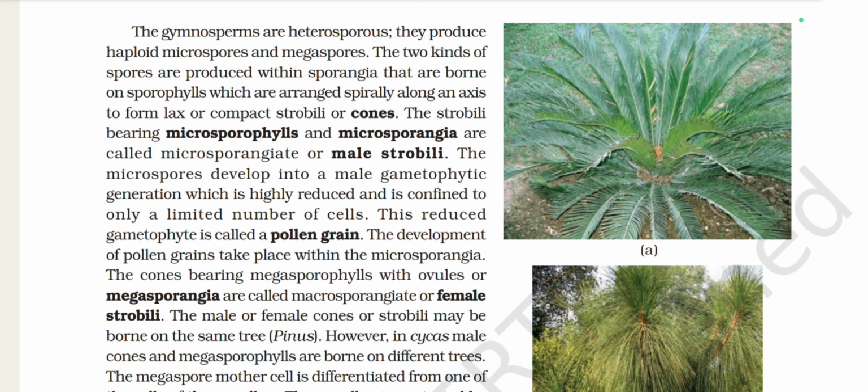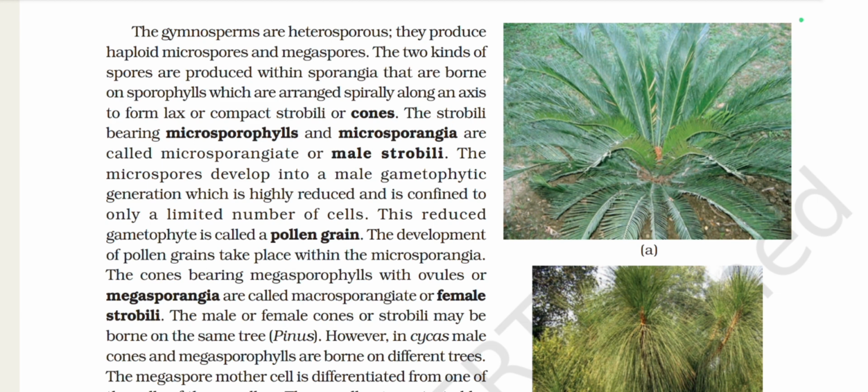The cones bearing megasporophylls with ovules or megasporangia are called macrosporangiate or female strobili. The male and female cones or strobili may be borne on the same tree as in Pinus. However, in Cycas, male cones and megasporophylls are borne on different trees.